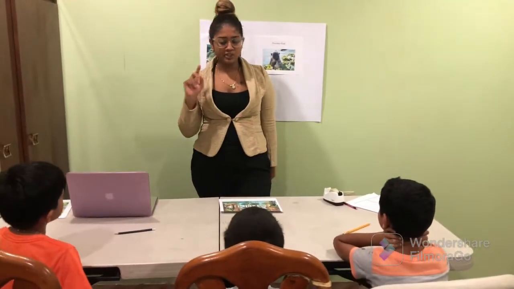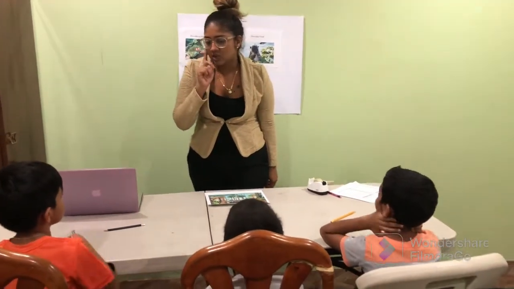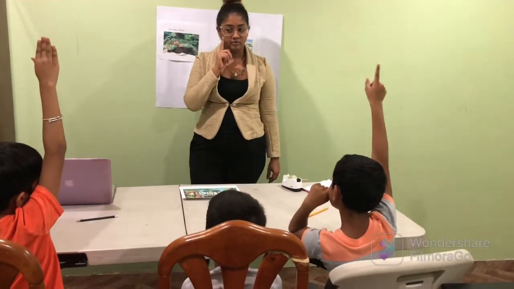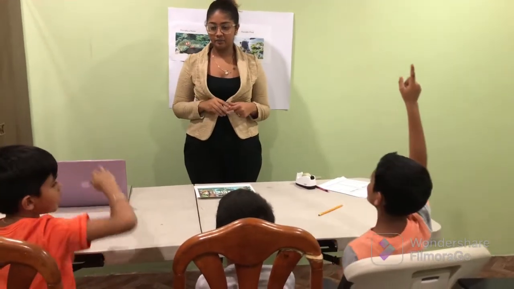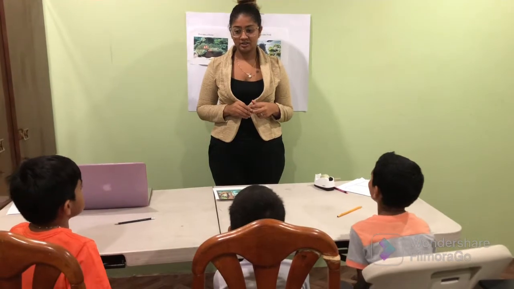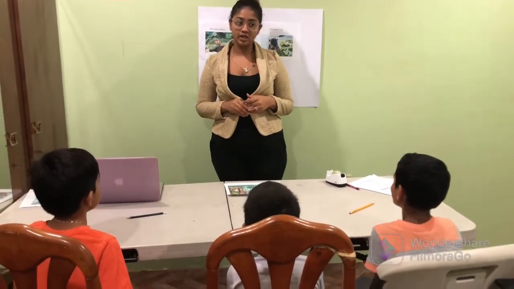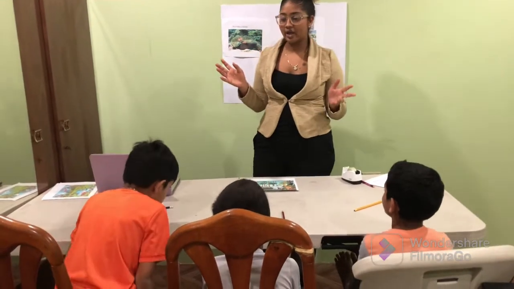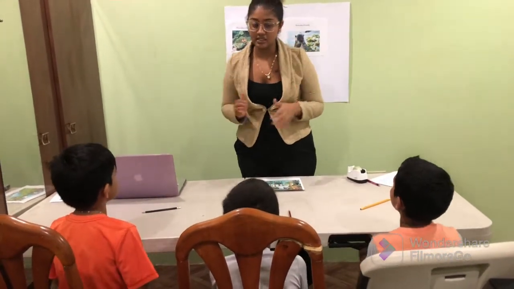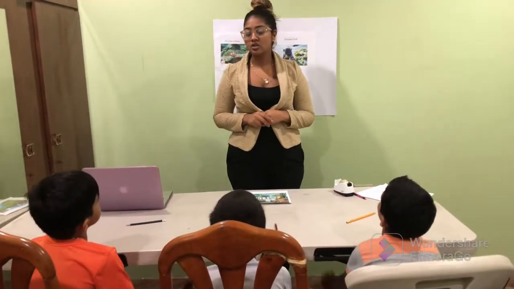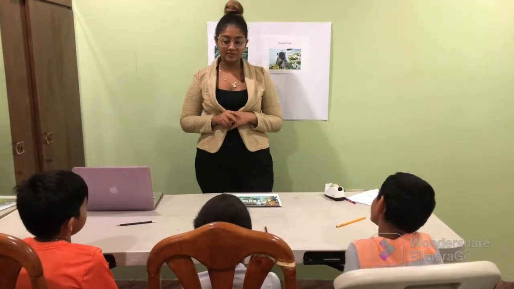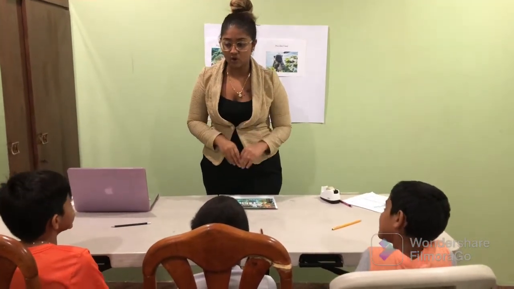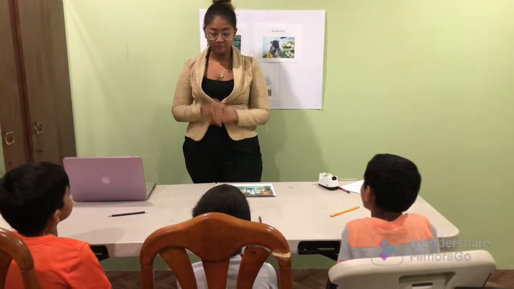Right, so I want somebody to remind me the meaning of the word ecosystem. Okay, say it together. Let me hear. It's where an animal lives. Lives, okay. And interact with each other. Right, it's an environment where living things and non-living things interact with each other. Right, so now we're going to do a group activity, but since there's only 3 of you, we will do it separately, okay?